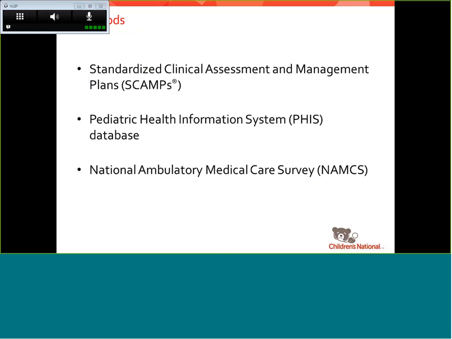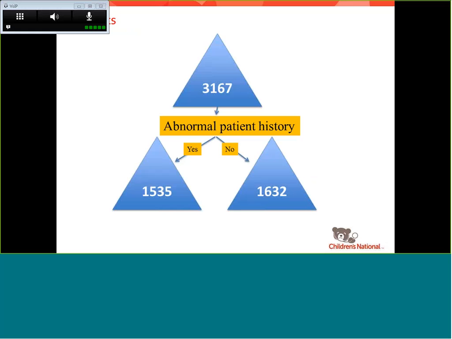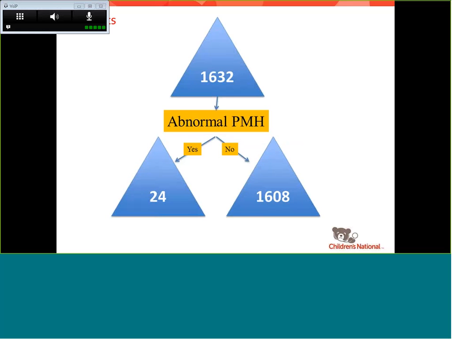So in this particular project, we had 3,179 patients who were seen across 13 academic and community centers. What we did is we looked at those patients the way that a pediatrician would look at them. The first thing that you will do is get the history of present illness. So anyone with a concerning history of present illness was excluded. We had 1,632 remaining patients.